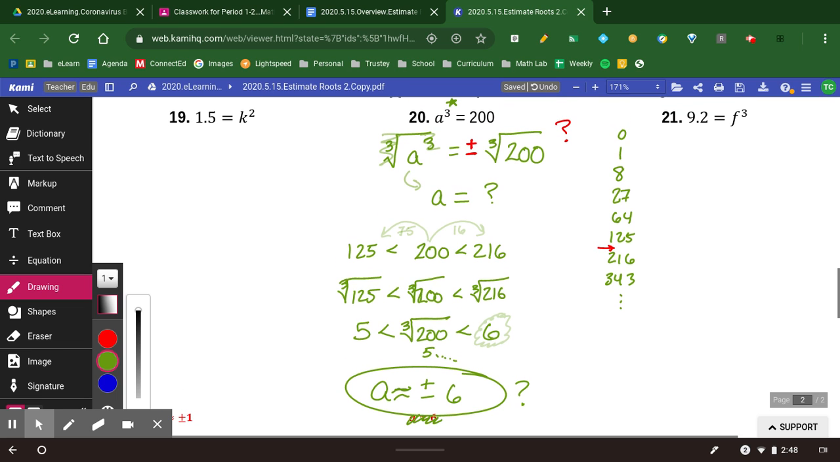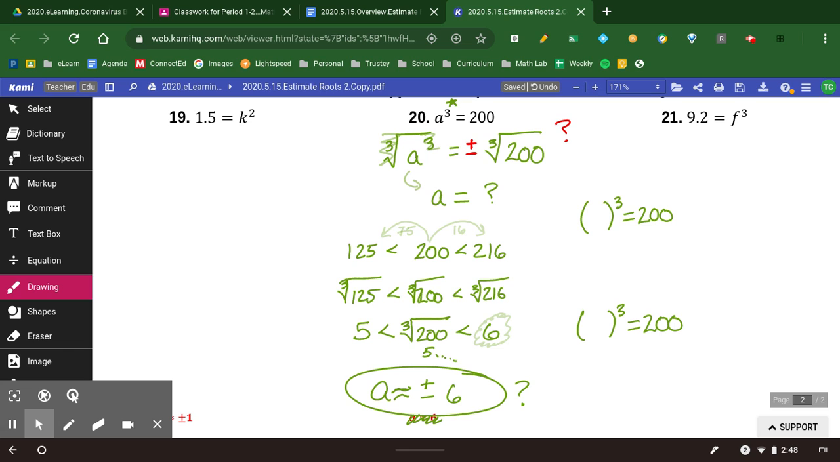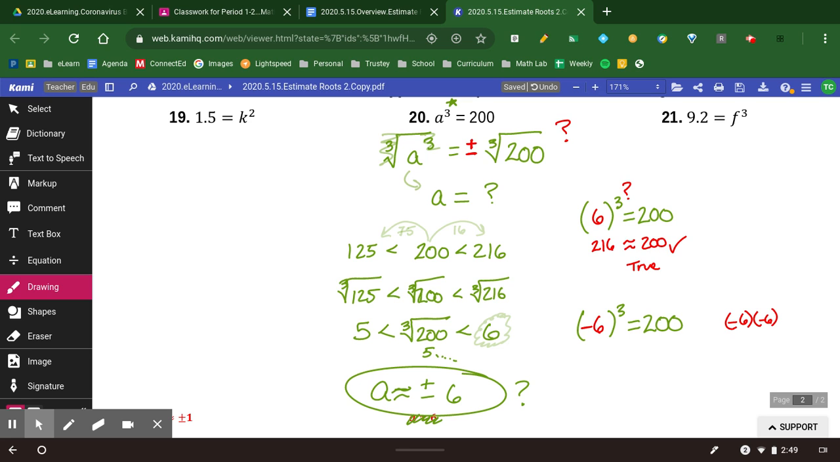So let's go ahead and start checking our work here. Let's substitute in 6. Is 6 times itself times another 6, 216? And yeah, that's pretty stinking close. We were asked to estimate, so let's give that a true. However, let's take a look at -6 times -6 times another -6. Now, opposite of a negative makes a positive, and then 36 sets of -6. Wait a second. -216 equal to 200? That is false.